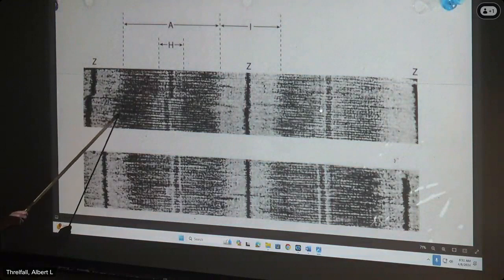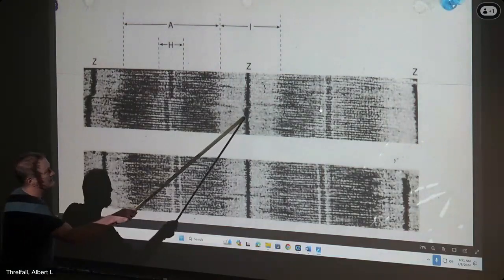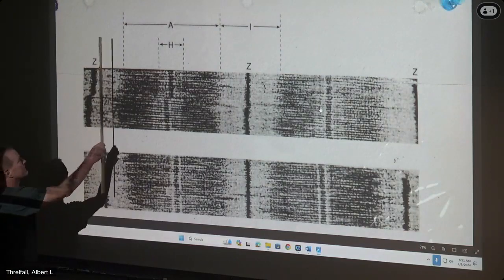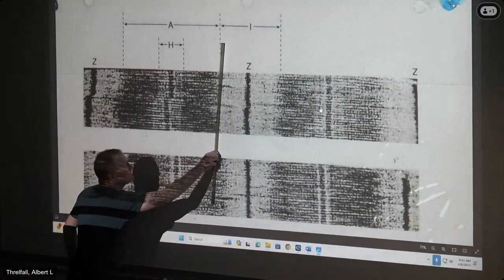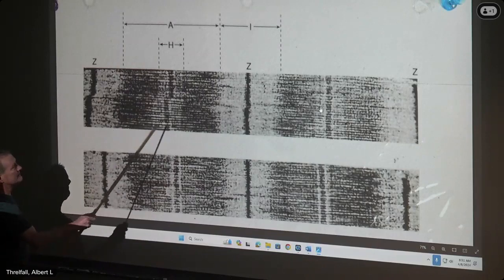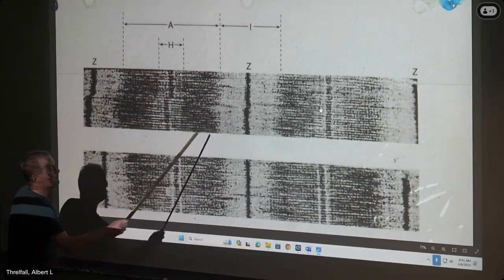The very light areas on each end of the sarcomere, those are the I bands, and you can see the label up there if you need it. And then myosin runs from here to here. So that's the A band. And these 2 parts of the A band, why are they so dark?